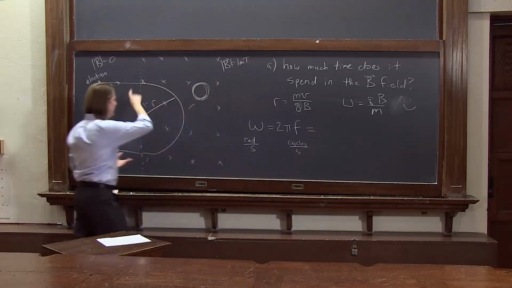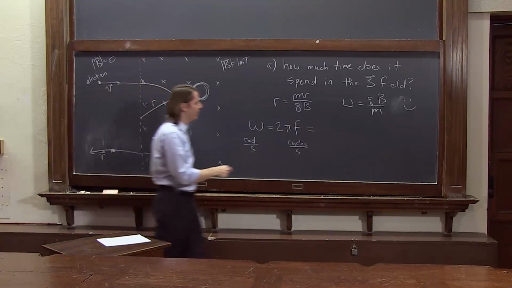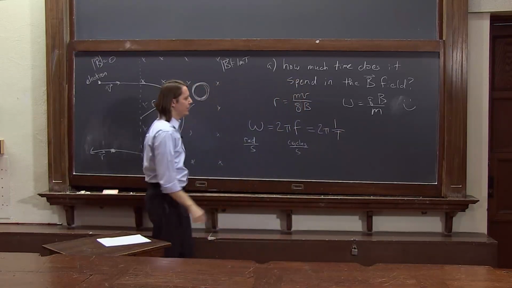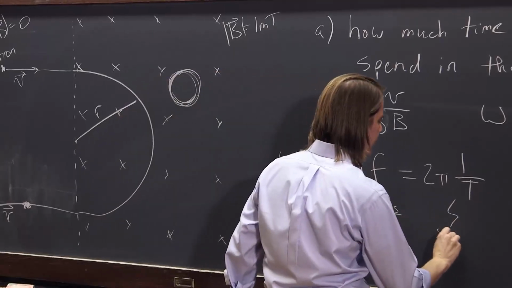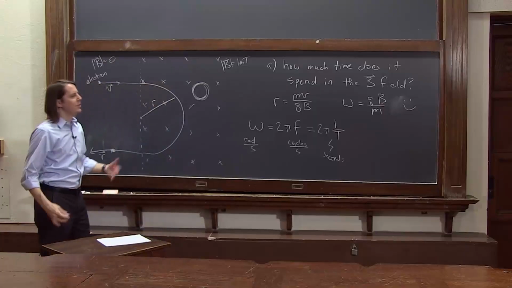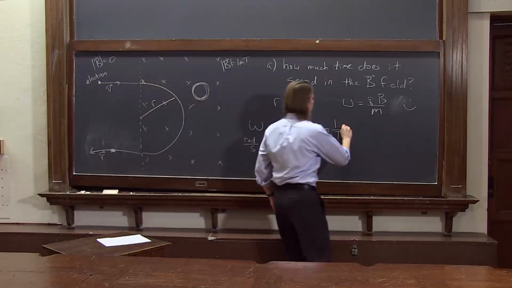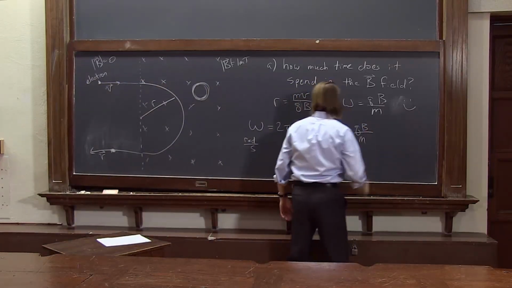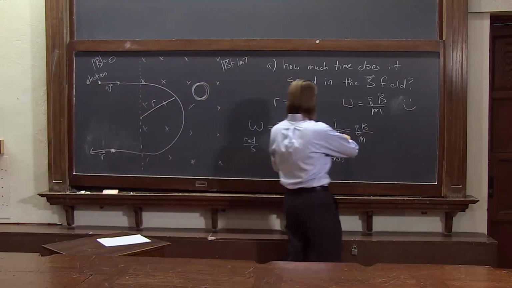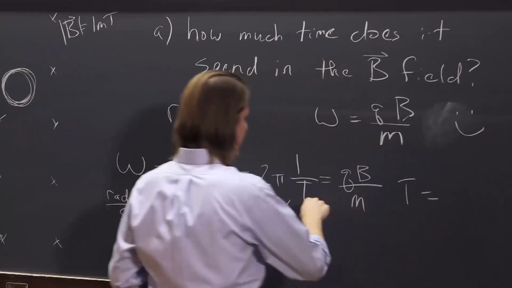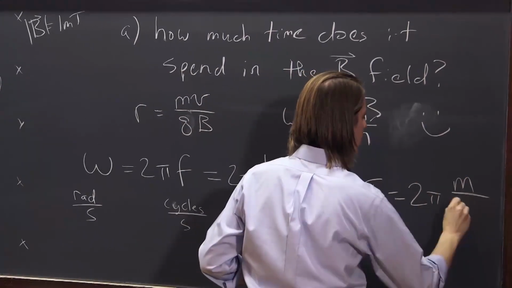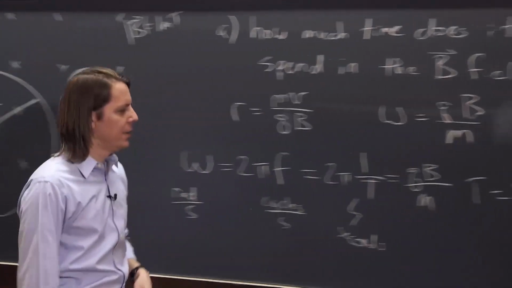We want to know how long it takes to go around the circle. Well, that's the period. So we know that's 2 pi times 1 over T, where big T is the period, in seconds. And we know this is all equal to qB over m. So if we wanted to solve it for just the period, you would just turn this whole thing around, and T would be 2 pi m over qB. That's how you get the period.